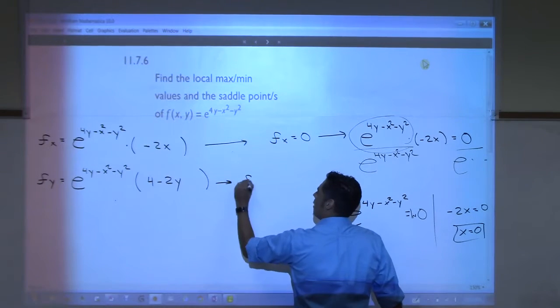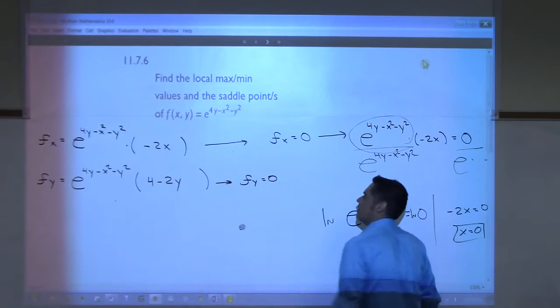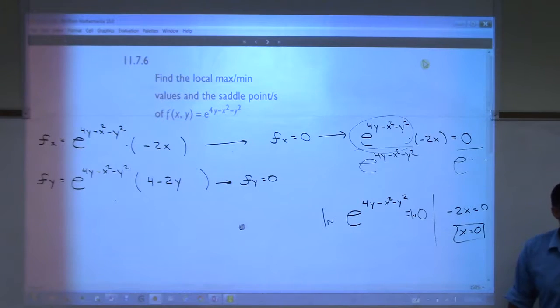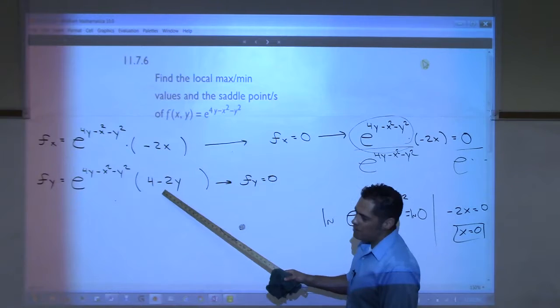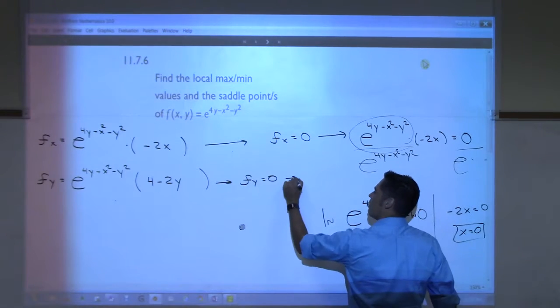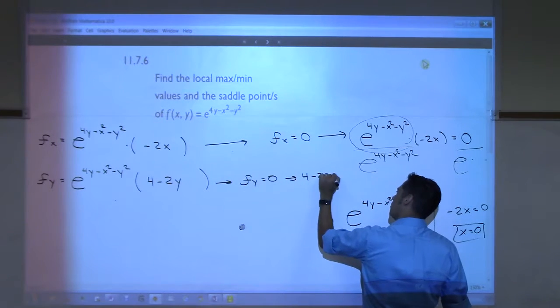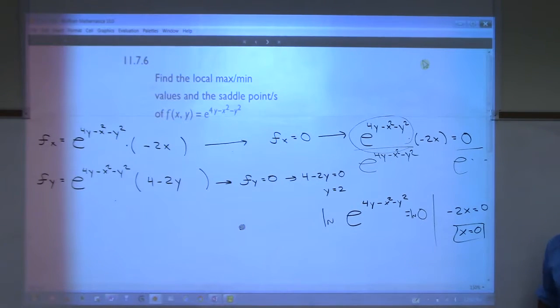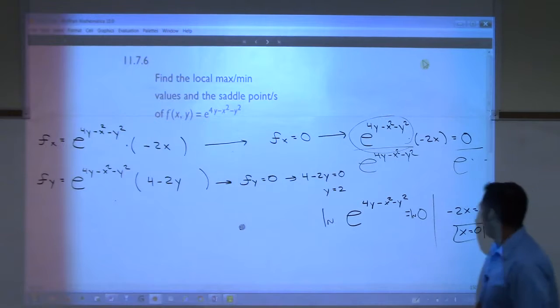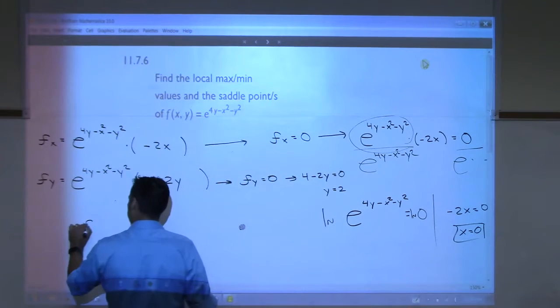What about this one? f_y equals 0. Same story, right? This can never be 0, so I need to set that to 0. 4 minus 2y equals 0, so y is 2. So the only way we're ever going to have anything happen here is if we are at the critical point (0, 2).